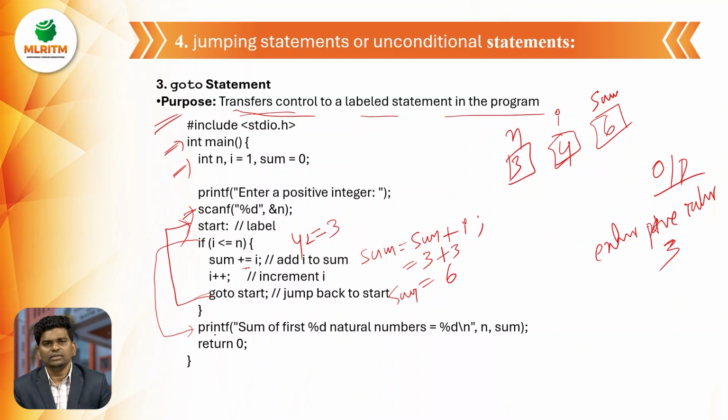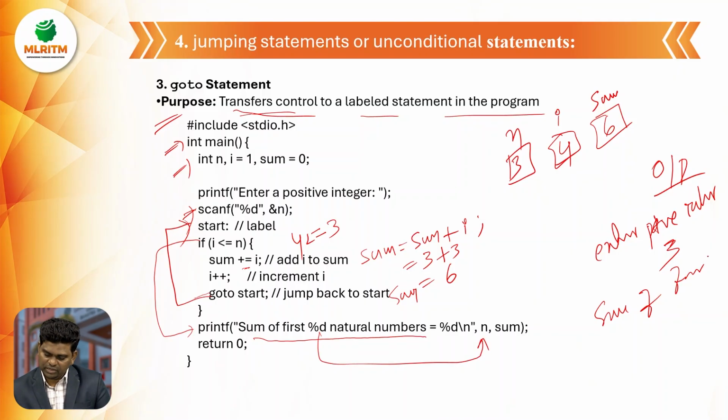So what is outside of the label here? We have a printf statement here. What is the use of printf? To display. What are you displaying? Sum of first %d natural numbers is. So this is for n. What is the n value? 3. So the sum of first 3 natural numbers is equal to, and it displays sum here. So that is for this %d.